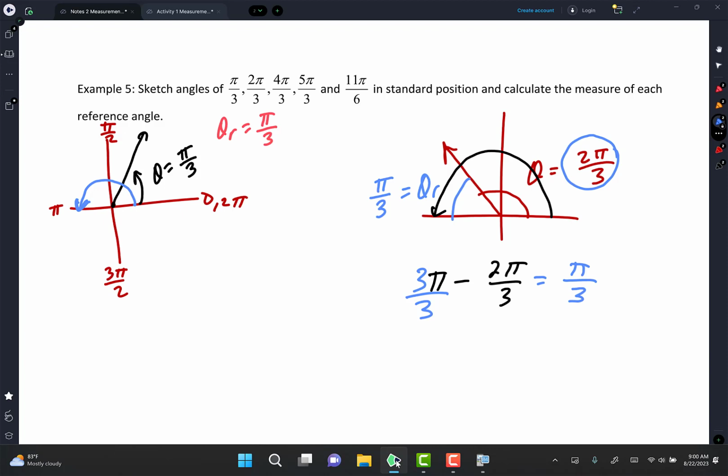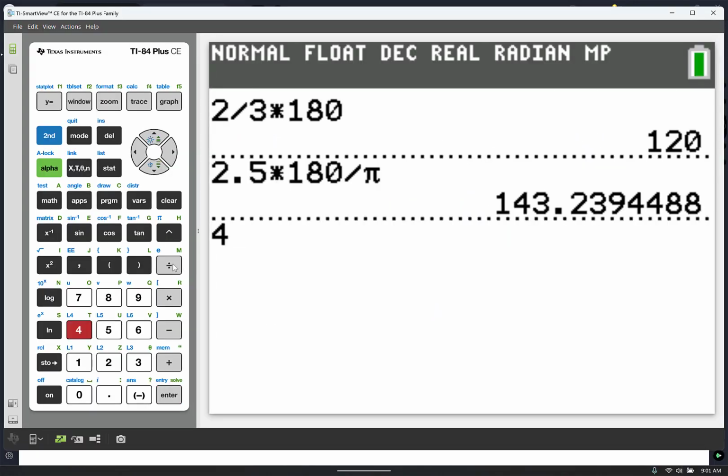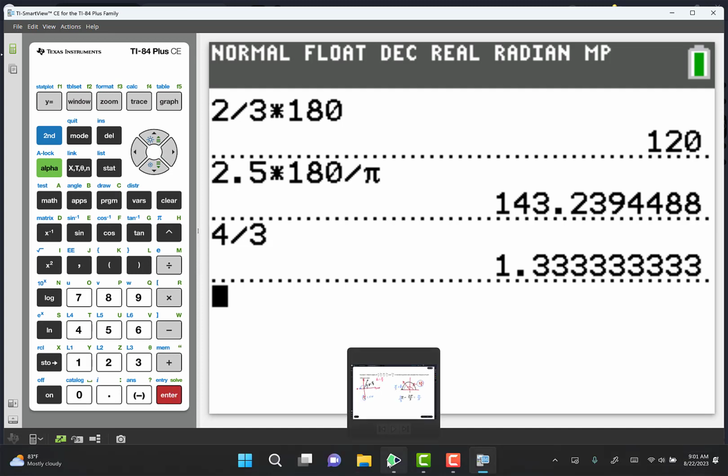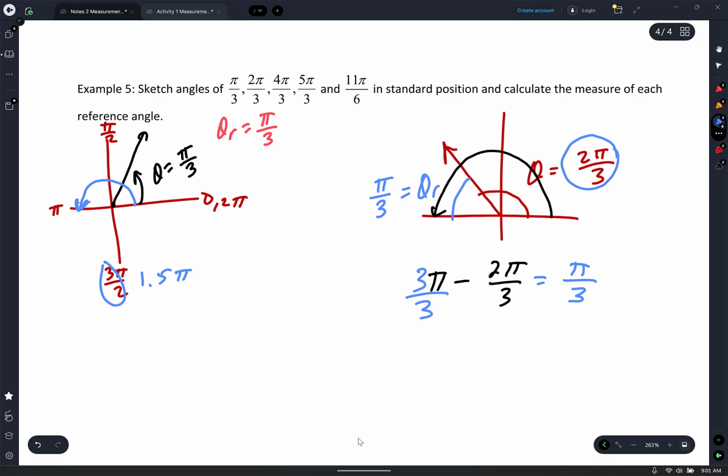Okay, so now let's go to the next one. 4 pi over 3, or 4/3 pi. Is that bigger than a whole pi? But is it smaller than 1.5 pi? By the way, 3 over 2 is 1.5 pi, if you want to turn it into decimal. 4 over 3 is 1.3333. If you don't know, take a calculator, 4 divided by 3, and notice that it's smaller than 1.5. So what quadrant am I going to be in? Quadrant 3. So I'm going to exaggerate quadrant 3. And here is my 4/3 pi.